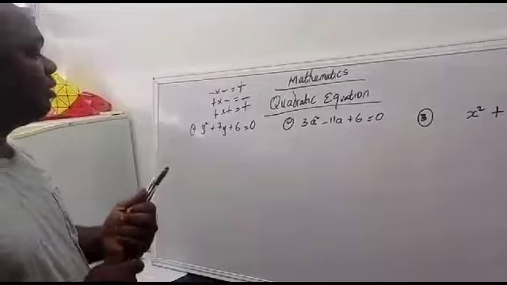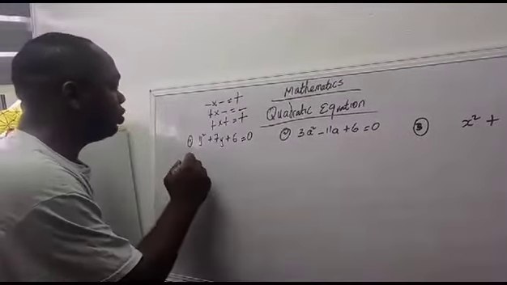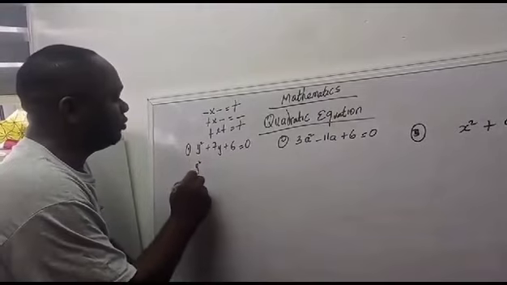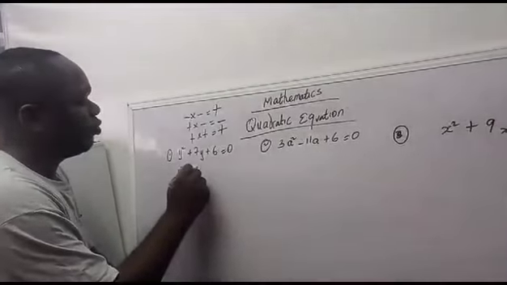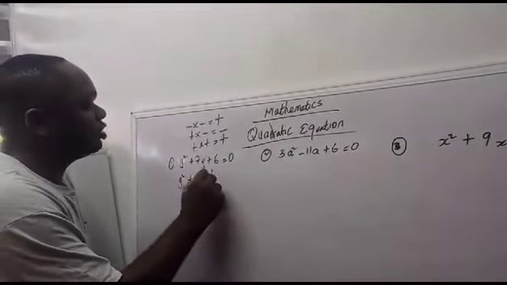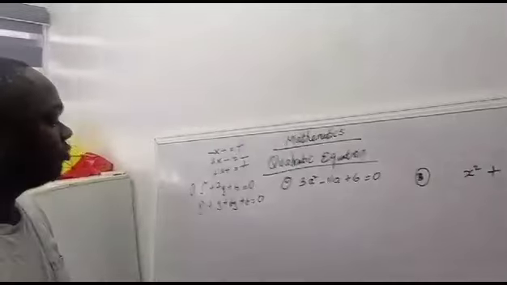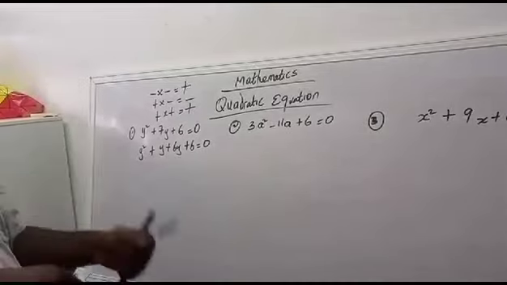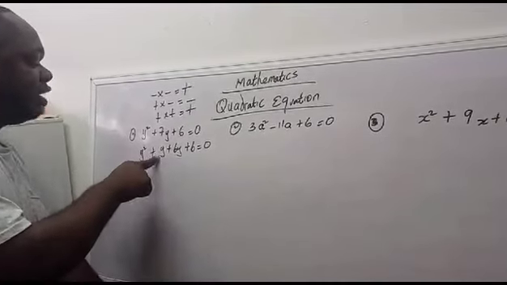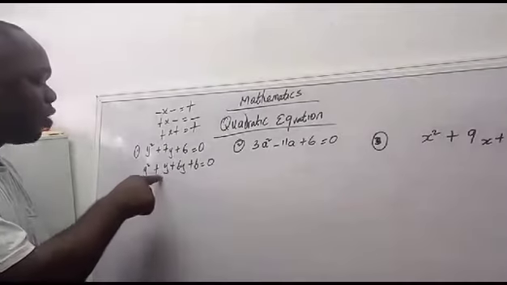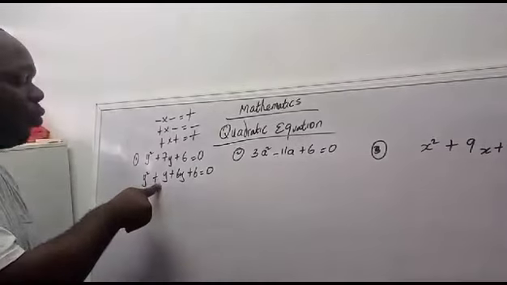So to save much of our time, we'll be using 1 and 6. Okay. Here we have y squared plus y plus 6y plus 6 equals 0. There's an imaginary 1 here. So the coefficient of y here is 1, so there's no need of putting 1 here.